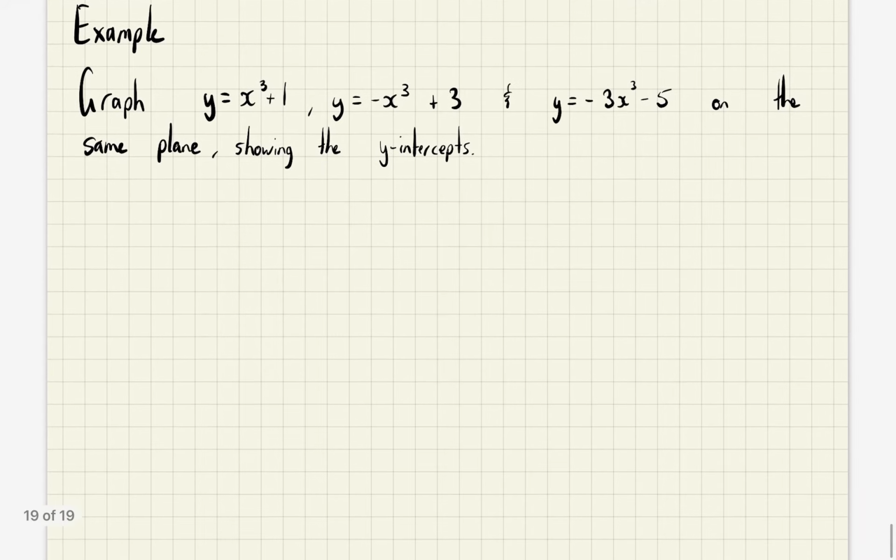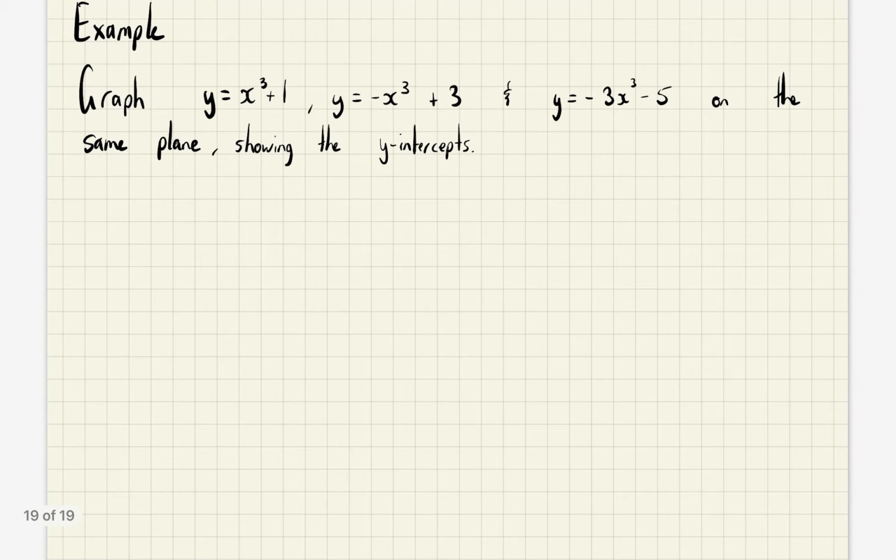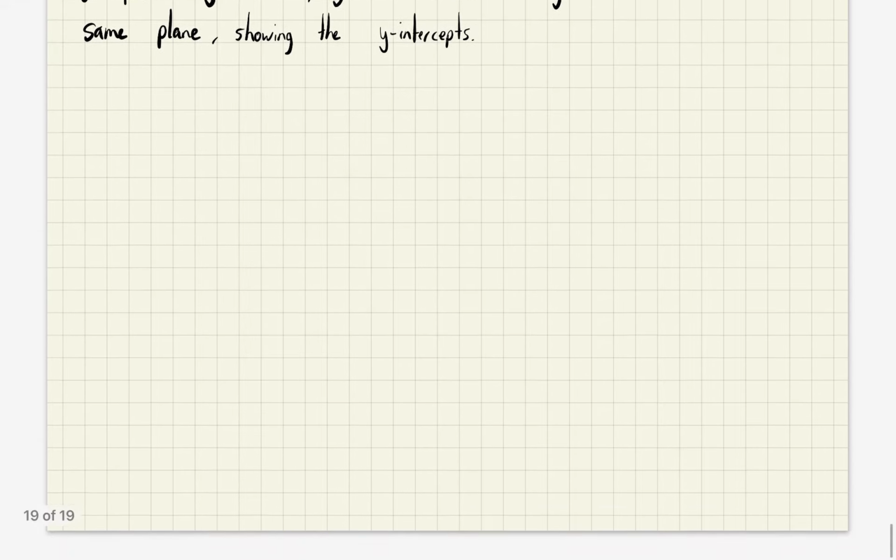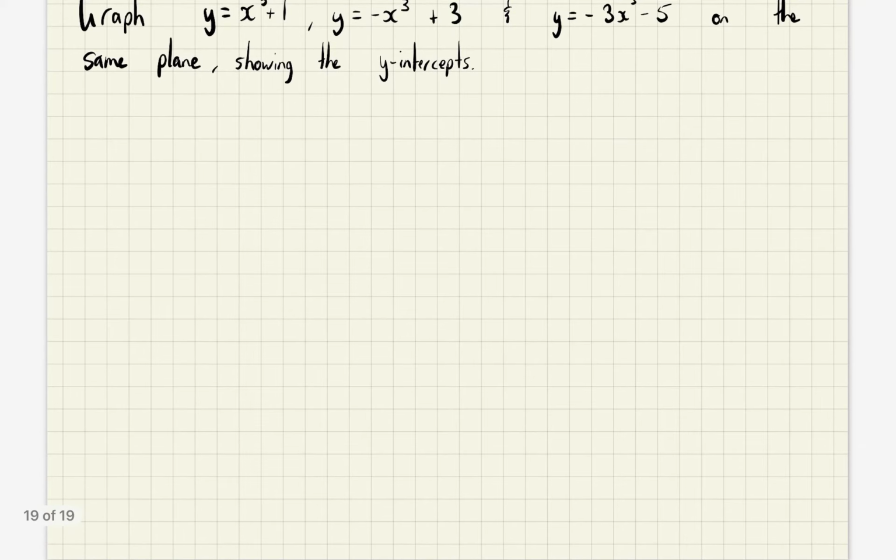For our single example today, we're going to be graphing different cubics on the same plane. Like before, we're just going to do a table of values, put it on the axes, and then we can go home. Oh, I guess we already are home, so we can stay where we are. Yay! So let's look at this example. It says to graph y equals x cubed plus 1, y equals minus x cubed plus 3, and y equals minus 3x cubed minus 5 on the same plane, showing the y-intercepts.